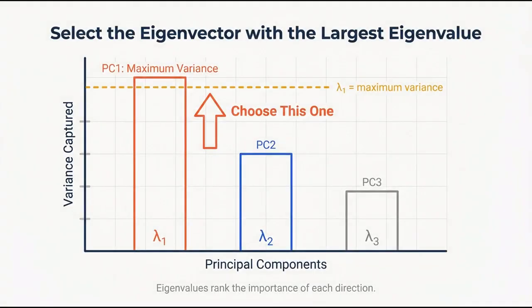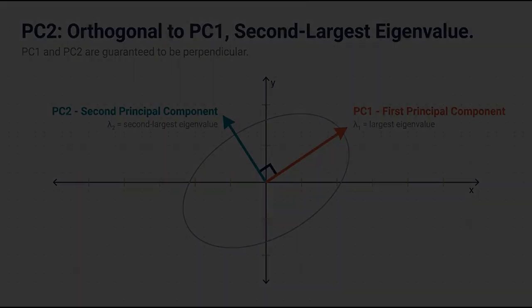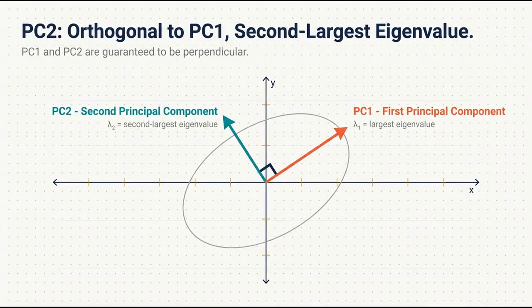Therefore, to maximize the variance, we must choose the eigenvector associated with the largest eigenvalue. This is our first principal component, which we call PC1. The second principal component, or PC2, is the eigenvector corresponding to the second largest eigenvalue, and it is guaranteed to be orthogonal to the first.